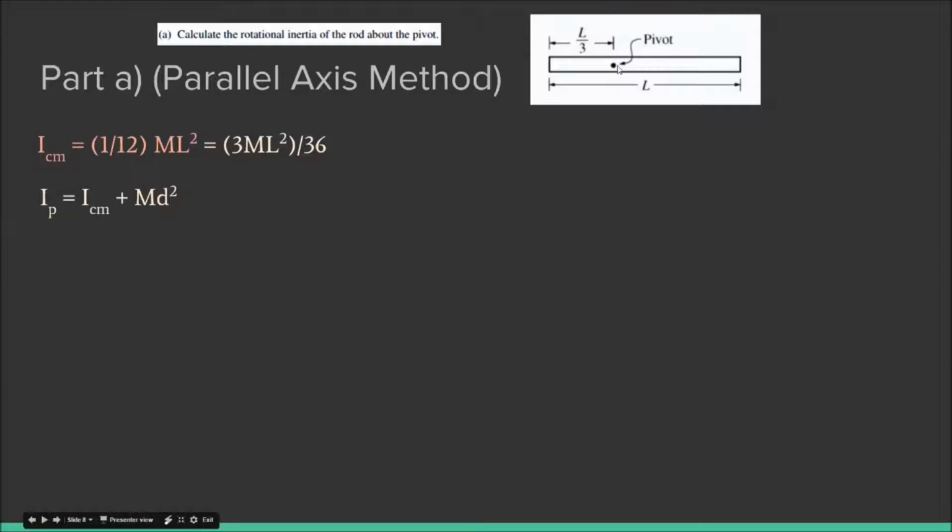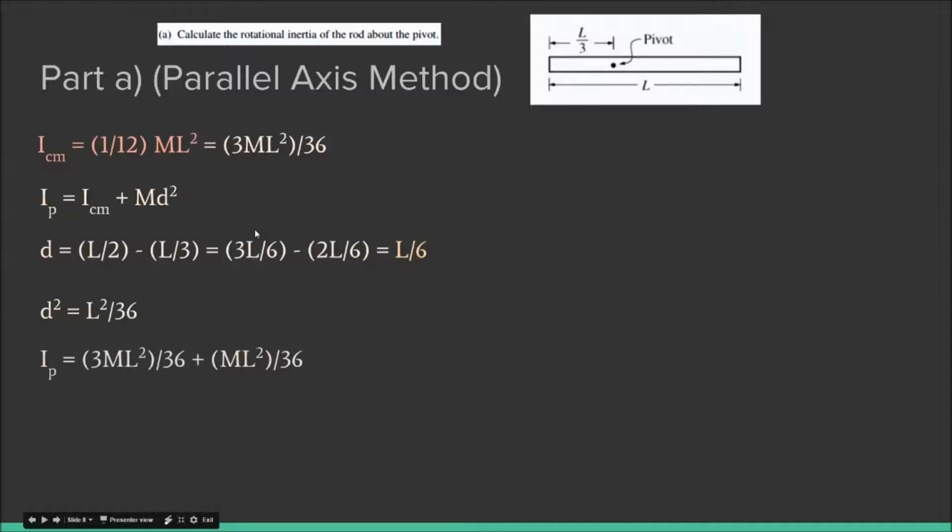Alright, the inertia about point P, which is the pivot, is the inertia of the center of mass plus the mass of the rod times the distance between the pivot and the center of mass squared. Okay, so we know that the distance of the center of mass from our reference point of the left end of the rod is L over 2, and the distance of the pivot from the left end is L over 3, which gives us a distance between them of L over 6. L over 6 squared is L squared over 36 for the d squared we need for this equation.